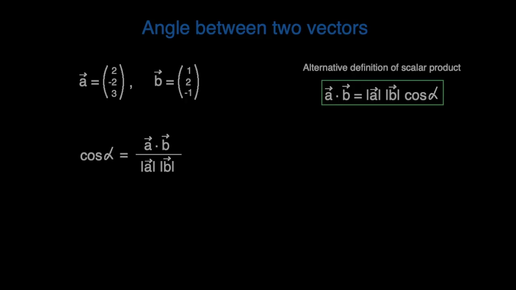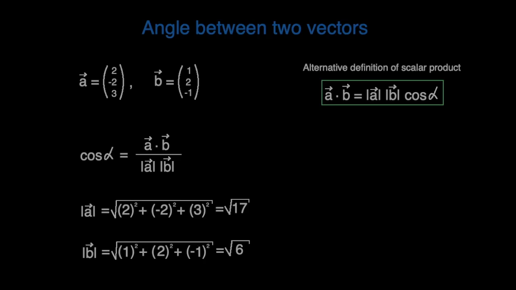As we are given the vectors a and b, we can easily find their magnitudes and their scalar product. The length of vector a is equal to square root of the sum of 2 squared, minus 2 squared, and 3 squared. So, the length of the vector a is equal to square root of 17. Similarly, the length of the vector b is equal to square root of 6.